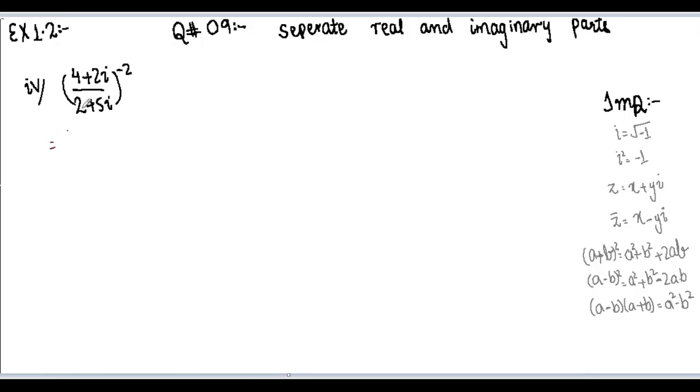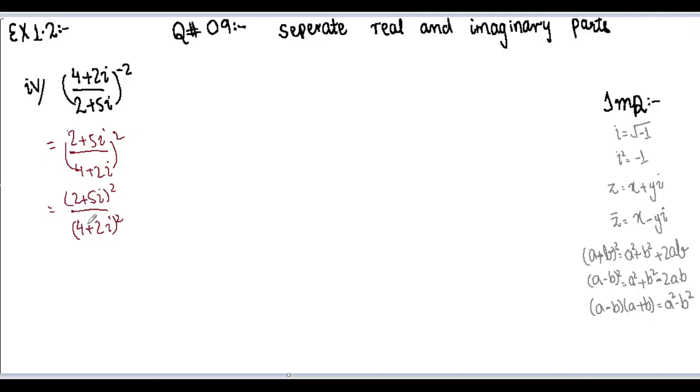So we have to take its reciprocal, which means to change the numerator into denominator and the denominator into numerator. So we get (2 + 5i)/(4 + 2i) whole raised to the power 2 remains as it is. We just have to drop the negative sign, but the 2 remains as it is. Now we are going to apply the square on both the numerator and the denominator. So we get (2 + 5i)² divided by (4 + 2i)².